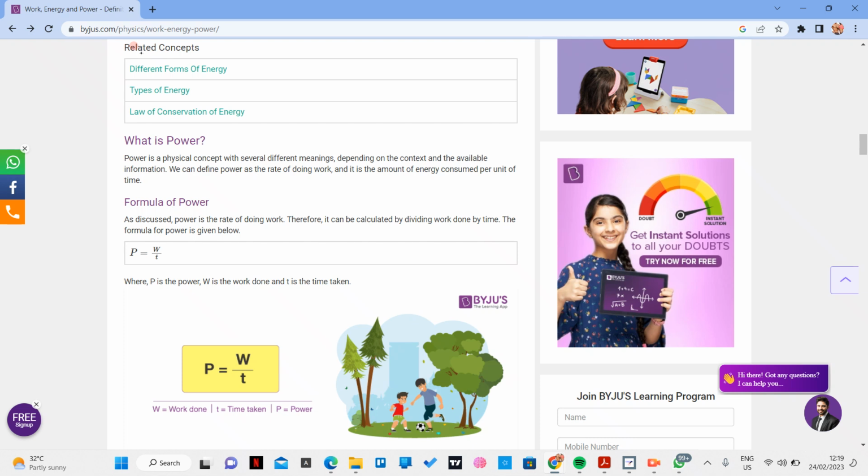Someone else might do the work, but it might take them a longer time. They are not really that powerful. But if you are doing work that takes close to 100 men to do, and you are doing it in a very short period of time, that means you are a very powerful person. So that's basically what power means. It's the amount of work that you can do per unit time. And the formula is what? Work done over time, or energy transferred over time.